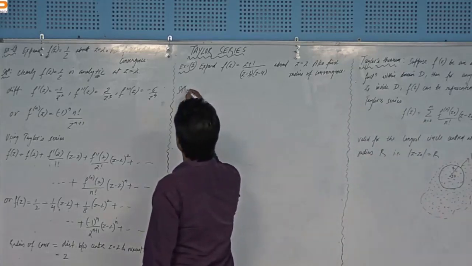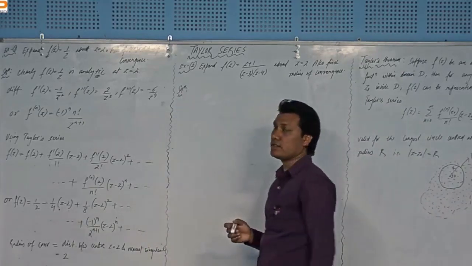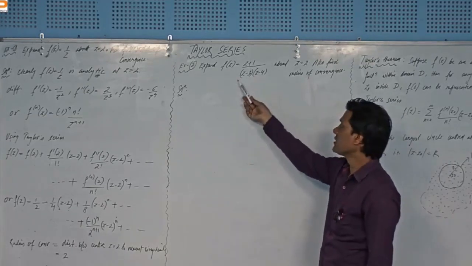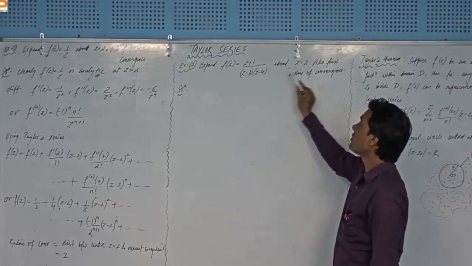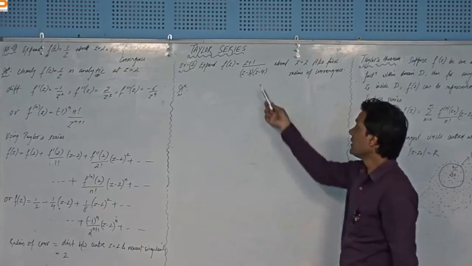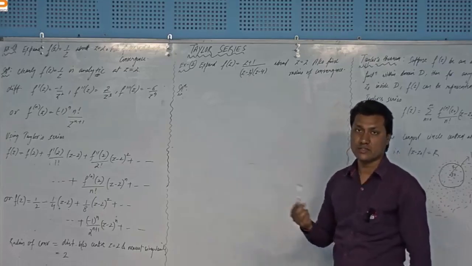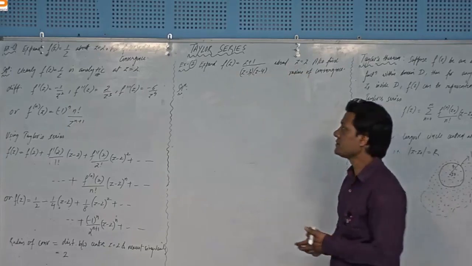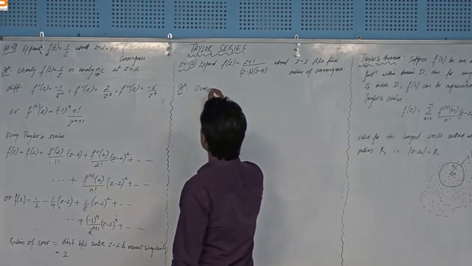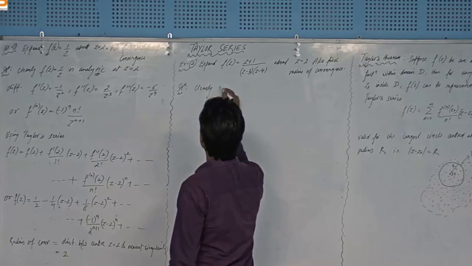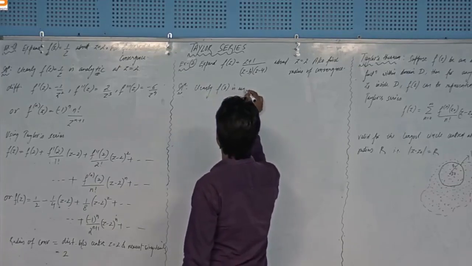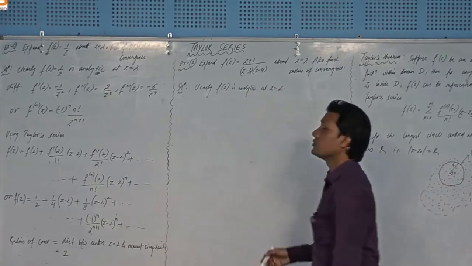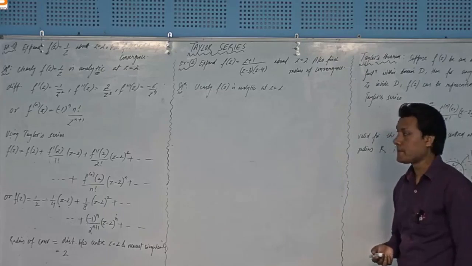Solution. The first important thing is to check the behavior of the function at this point, right? If you plug z equal to 2 here, then you will get some value. Obviously z equal to 2 is not a singularity of this function. However, 3 and 4 are the singular points of this function, right? So we can say that clearly f(z) is analytic at the given point z equal to 2, and this is the center of our series.